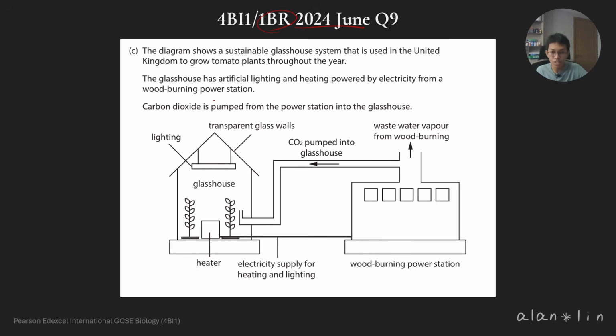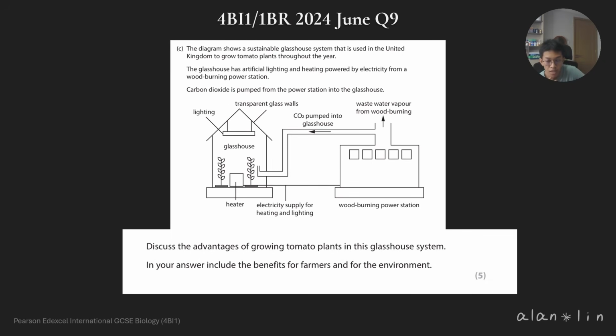So first things first, let's read the given information. It says the diagram shows a sustainable glasshouse system that is used in the UK to grow tomato plants throughout the year. The glasshouse has artificial lighting and heating powered by electricity from a wood-burning power station. CO2 is pumped from the power station into the glasshouse, and we have a diagram showing how this entire system works. Then we proceed to the actual question, which tells us to discuss the advantages of growing tomato plants in this glasshouse system. In your answer, include benefits for both the farmers and also for the environment.